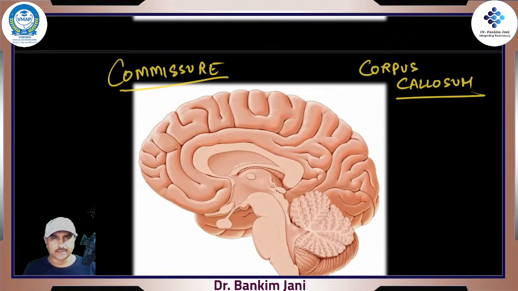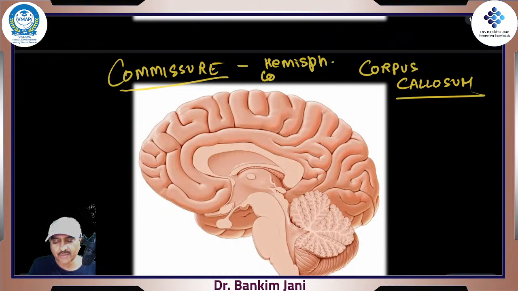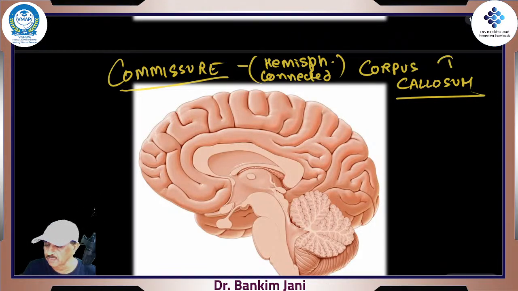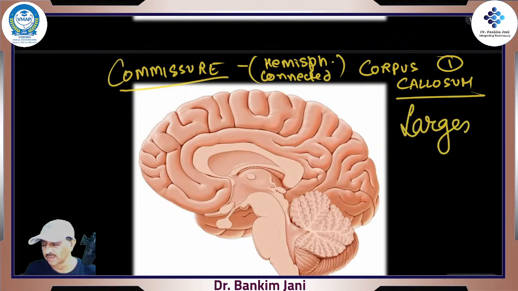Various commissures are there, right? There would be the anterior commissure, posterior commissure, habenular commissure. Then this corpus callosum itself is a commissure. But commissure basically means hemispheres connected, so it would be obviously the nerve tissue, or the band of nerves. So in our brain, we have this corpus callosum first, and this one is the largest commissure.